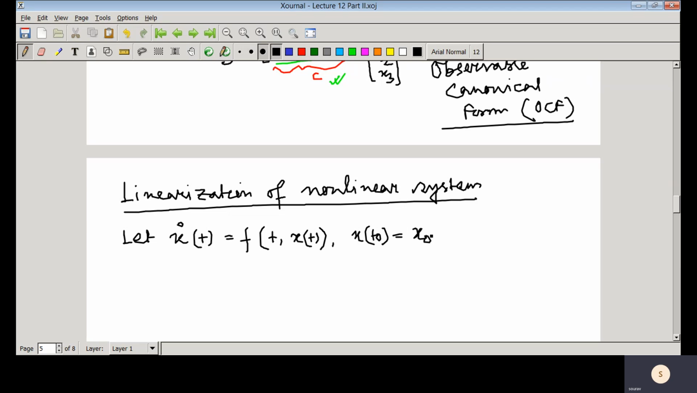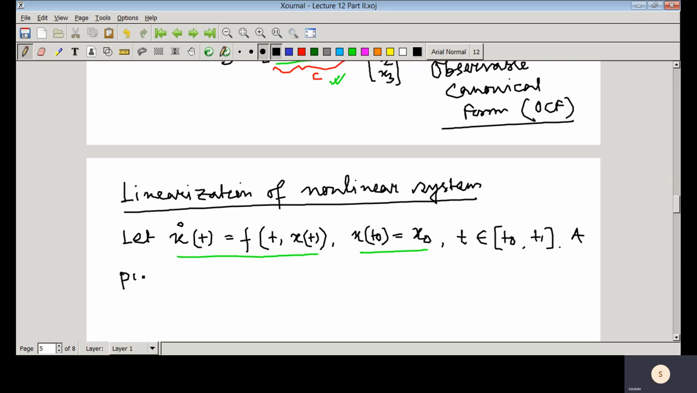For the time being, I'm just going to give you the definition of the equilibrium points. Let x dot t equal to f(t, x(t)). This is the general dynamical equation, and this is the initial condition. And here I am just taking the time interval t0 to t1.